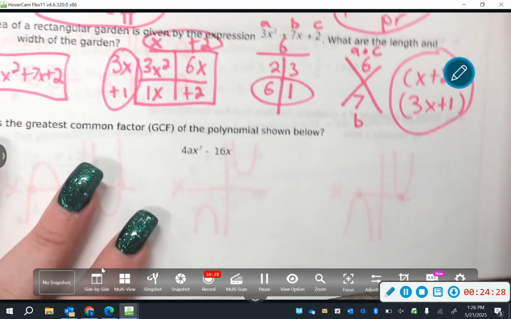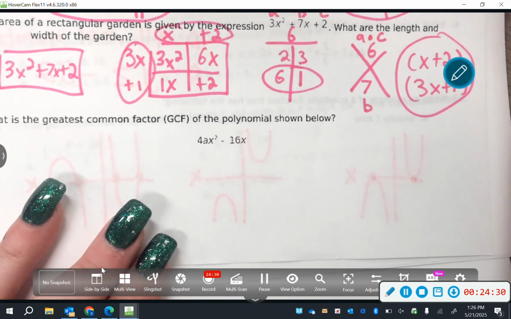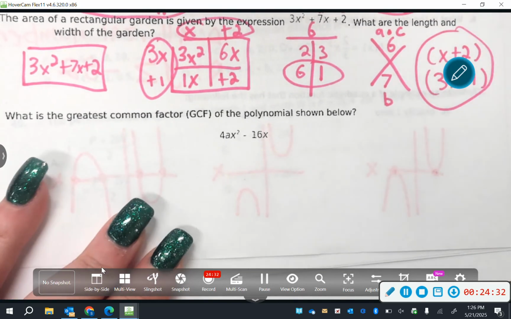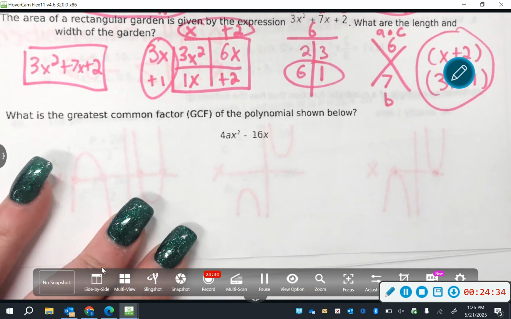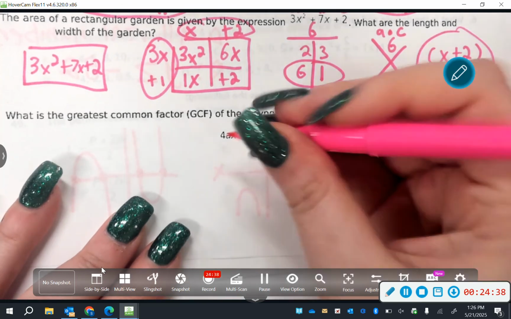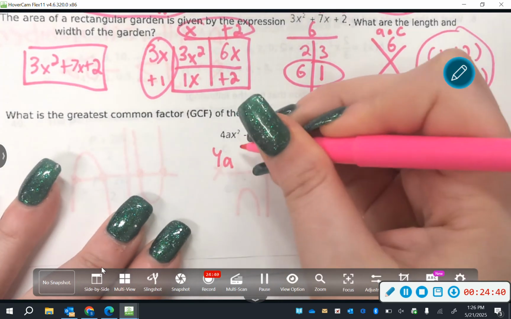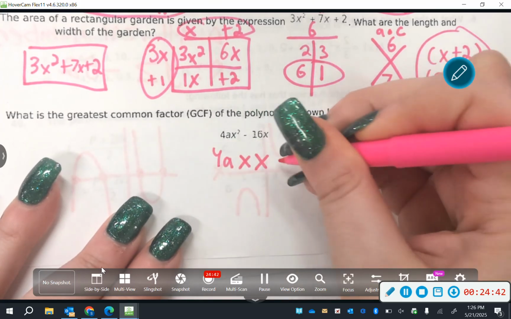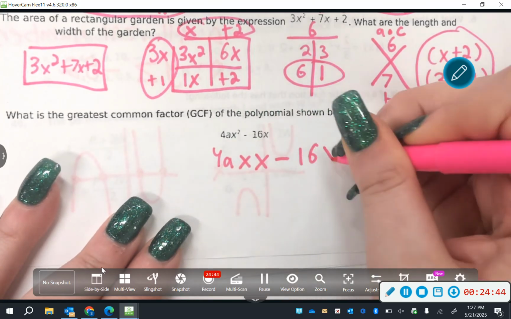All right, sliding down to the last one for this video. What is the greatest common factor, or GCF, of the polynomial shown below? I gave you 4ax squared minus 16x.